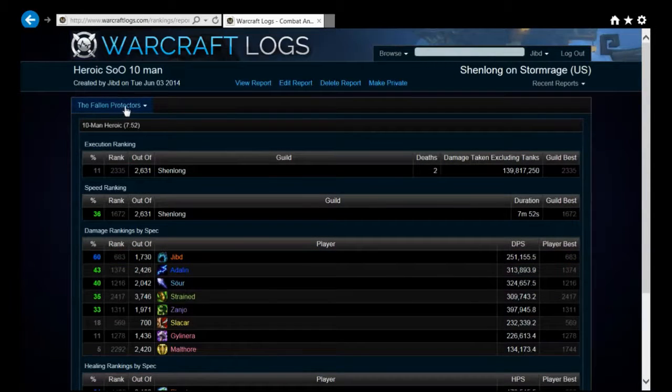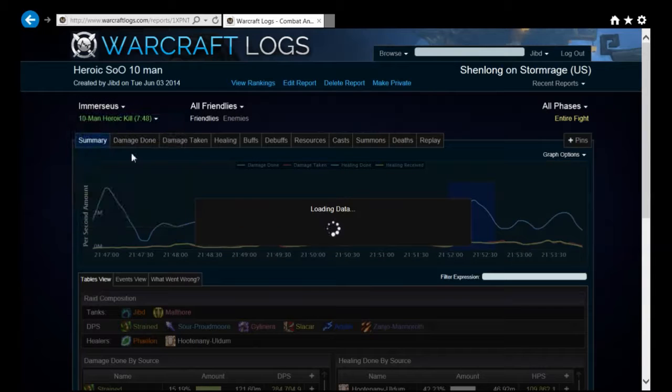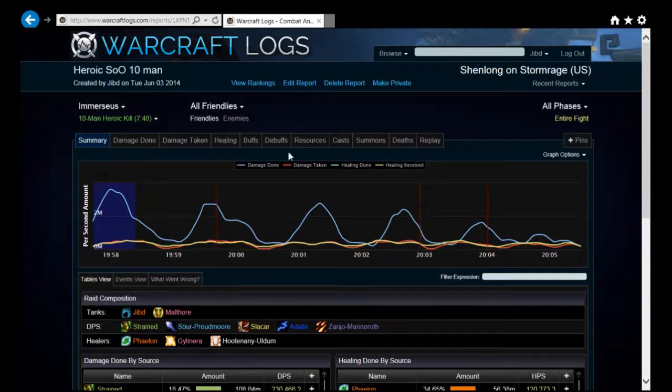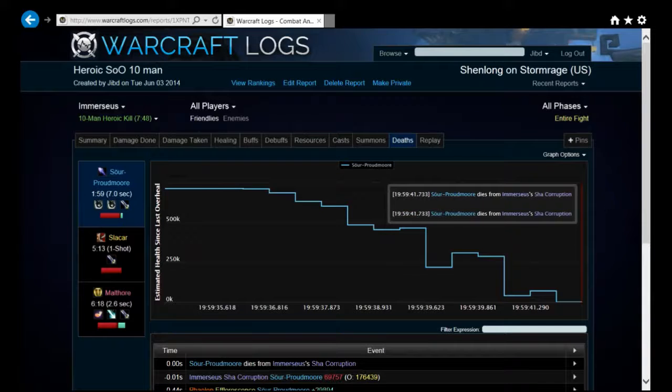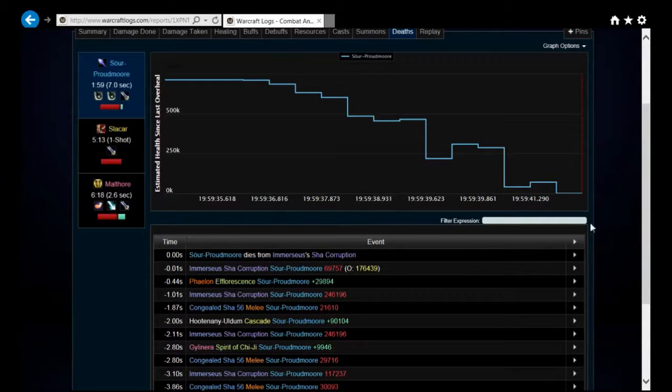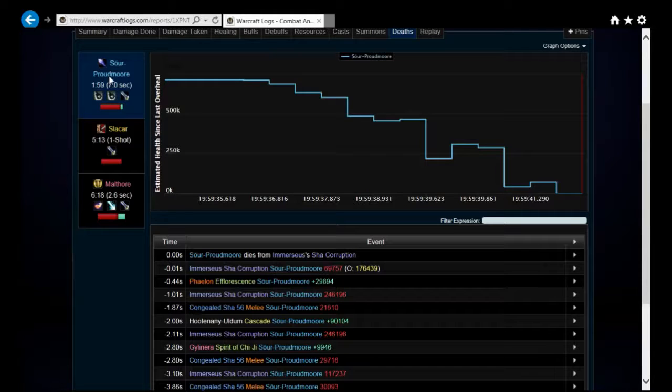All right, so the last thing that I want to show you here is we're going to look at the deaths report. So I need to pick a fight where I know we had some deaths, which is going to be our Immersius kill shot. I click on the Deaths tab, and what I can see here off to the left-hand side is it's showing me the people who died and in the order that they died in. I can also look at this and see what killed them, which is pretty awesome. I can click on them to get more information.